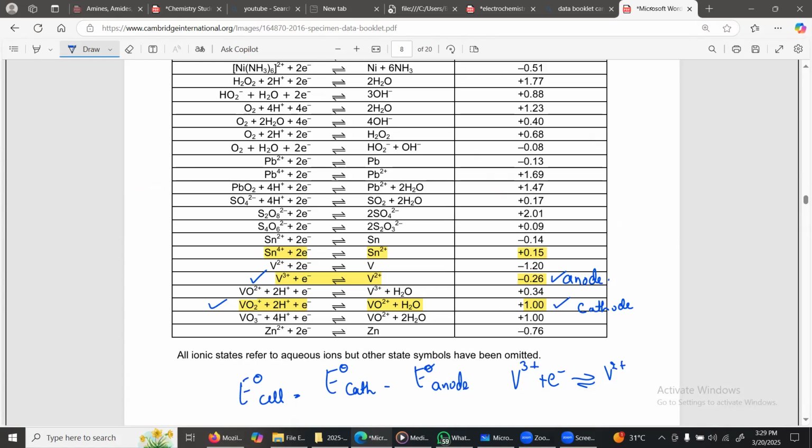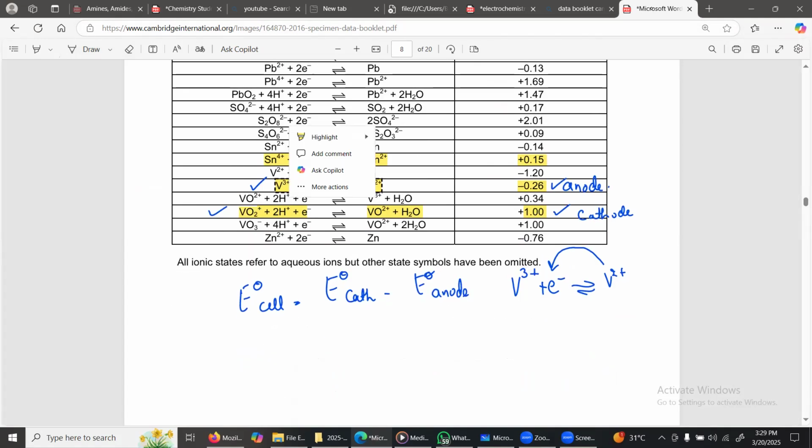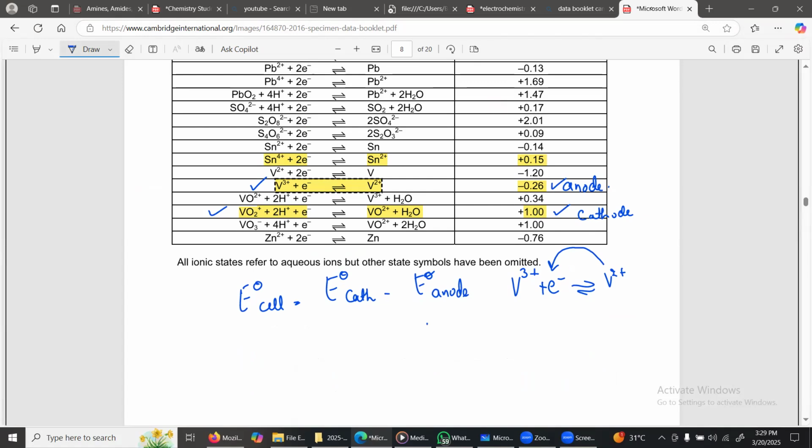And obviously you can see that in this equation, because it has more tendency to lose electrons, the equilibrium will be shifted more toward this side. So I can make a net equation from it. The net equation will be V plus 2 loses an electron and forms V plus 3. This is the oxidation equation.